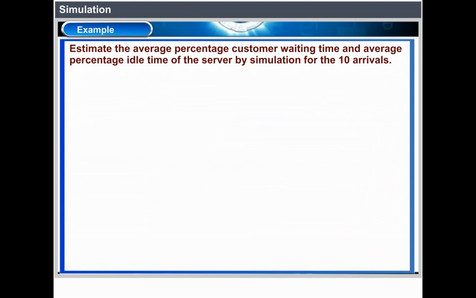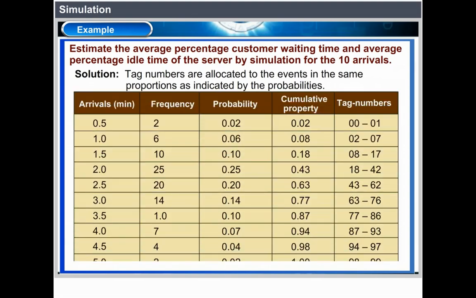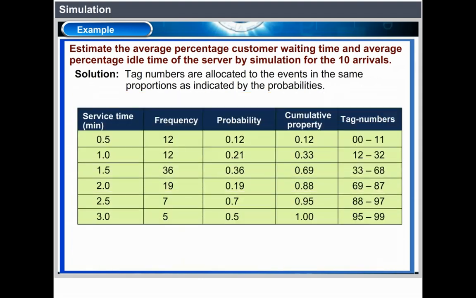Estimate the average percentage customer waiting time and average percentage idle time of the server by simulation for the 10 arrivals. Solution. Tag numbers are allocated to the events in the same proportions as indicated by the probabilities. Now we can see the problem very clearly in two tables, one for arrivals and another for service time, as shown here.